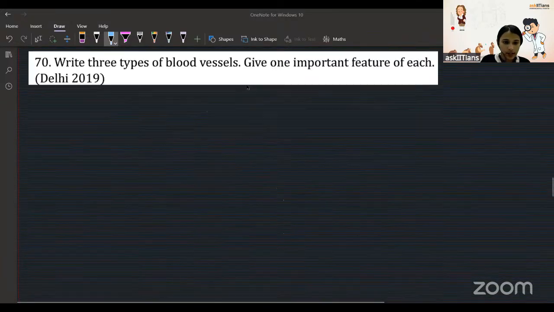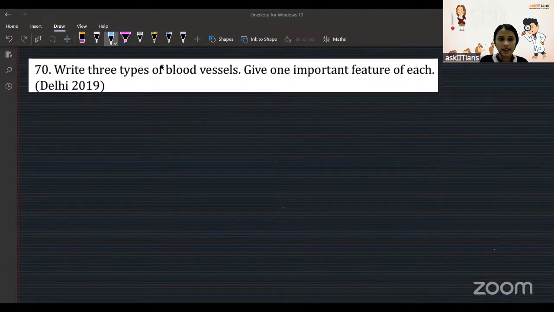Now, next question. Write 3 types of blood vessels. Give one important feature of each. Okay, so we know that blood vessels are of 3 types.